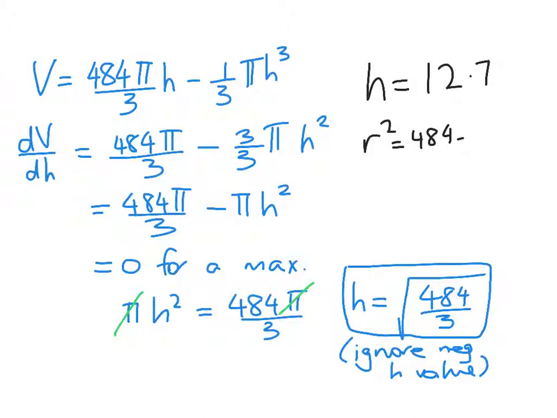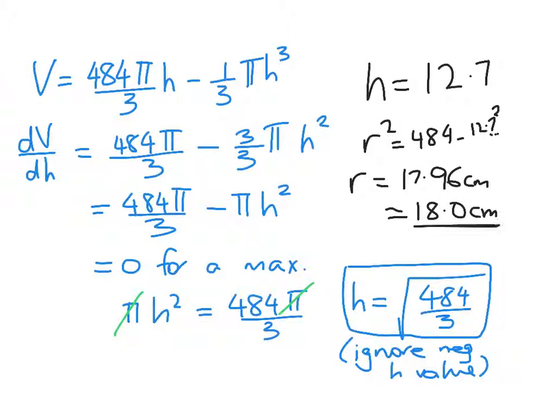So that should give us an r squared. Right, I'm going to put dot dot dot so you see I'm not rounding too early. That gives me r squared of about 322.6 recurring, and we're going to take the square root of that. Right, so giving us r is equal to 17.96 centimetres, or approximately 18.0 centimetres. I'm going to one significant figure more than the values that I was given in my question.